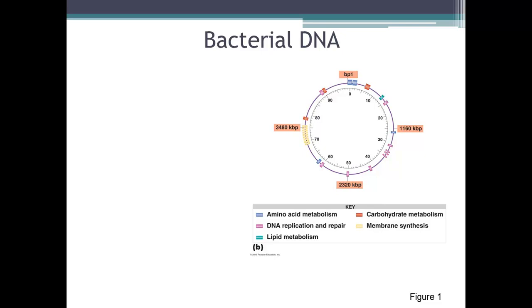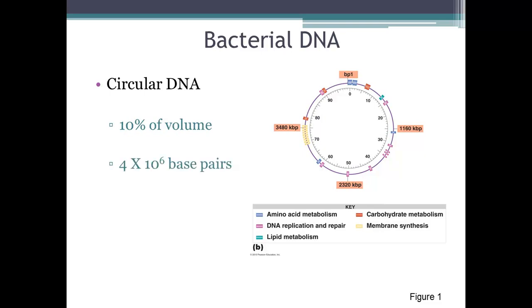Bacterial DNA is usually a single circular molecule that takes up 10% of the volume. We know that we can have about 4 million base pairs, so 4 times 10 to the 6 base pairs, and it's about 1 millimeter long.